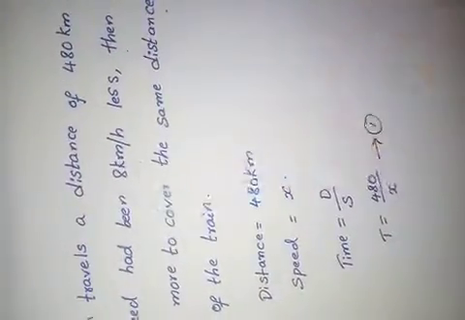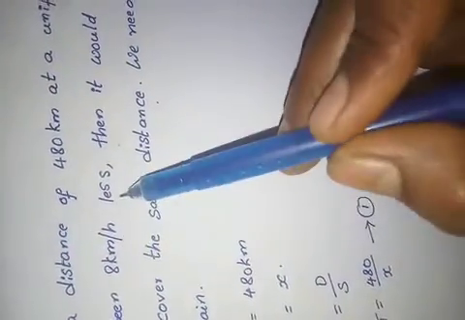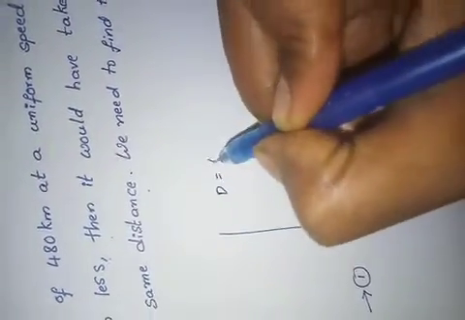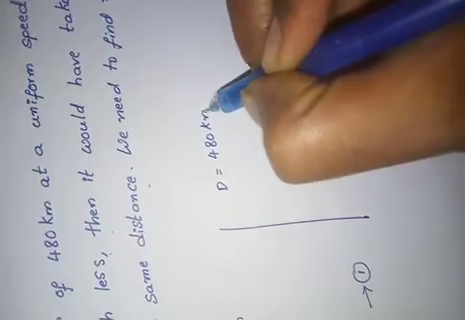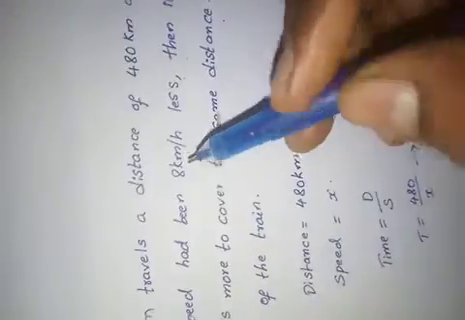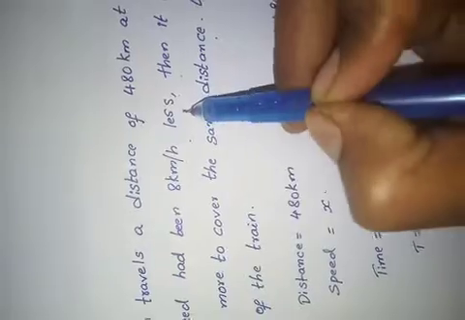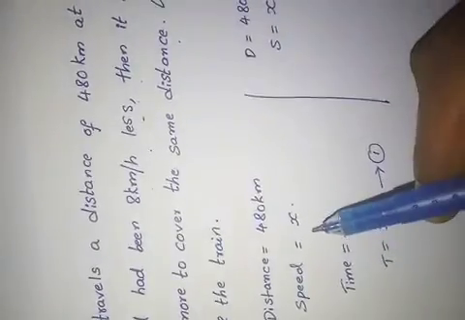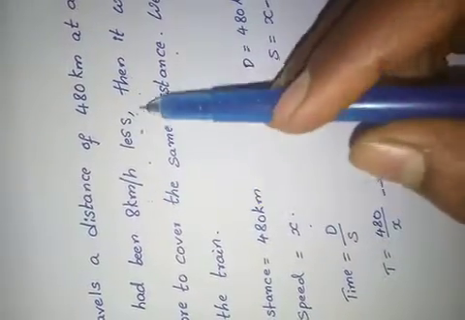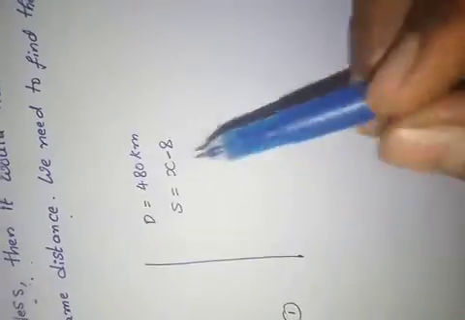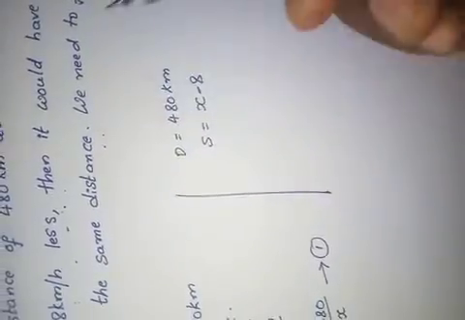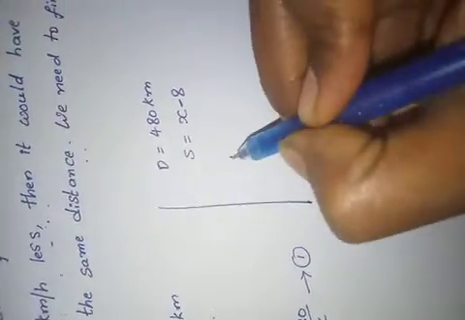See the next case. If the speed had been 8 kilometers per hour less, in the next case the distance is the same, only 480 kilometers, but the speed has decreased by 8 kilometers per hour. Less means minus, so x minus 8. Already we have taken x. Now the speed has reduced by 8, so x minus 8. Then it would take 3 hours more to cover the same distance, meaning the time has increased.